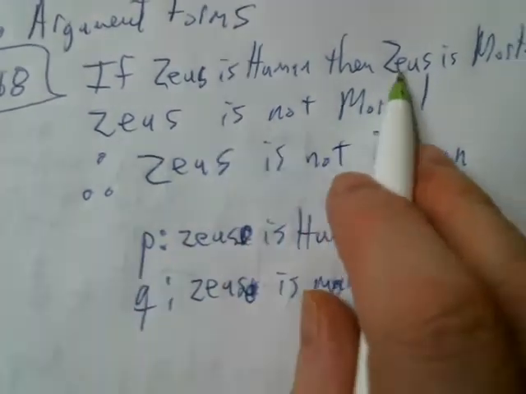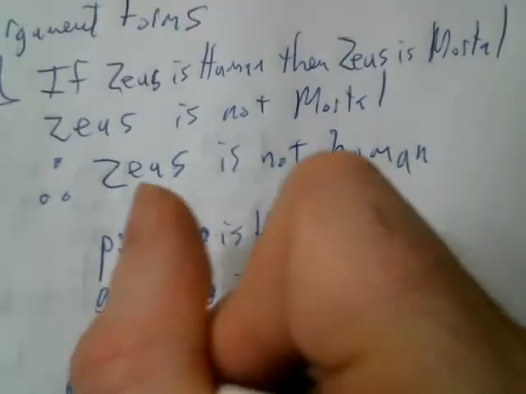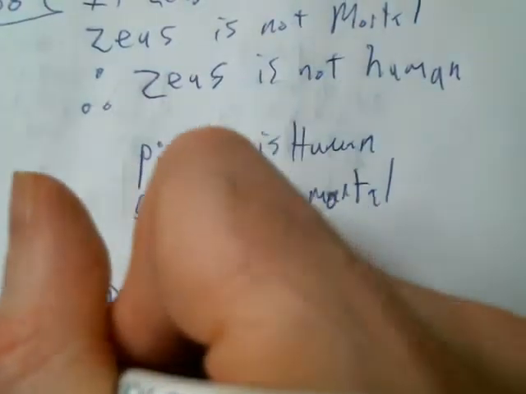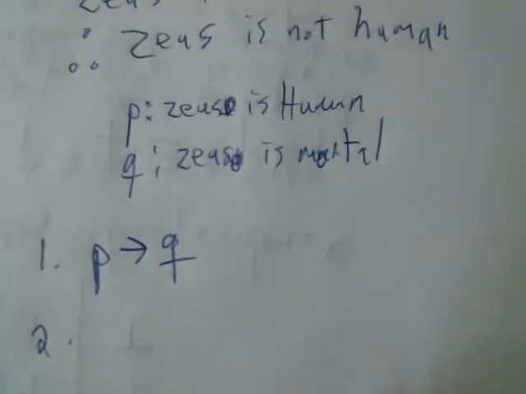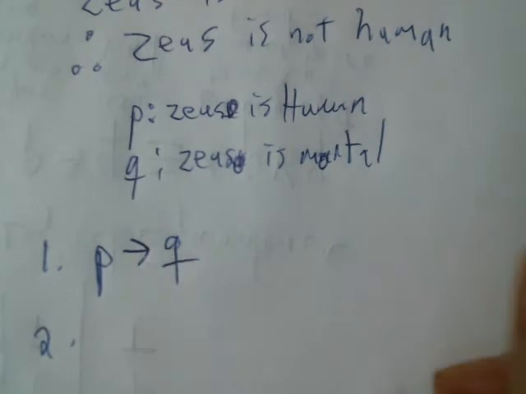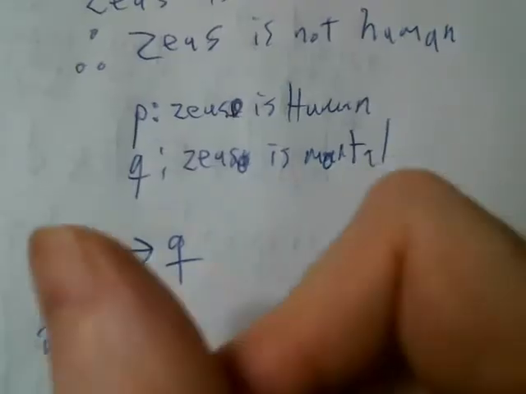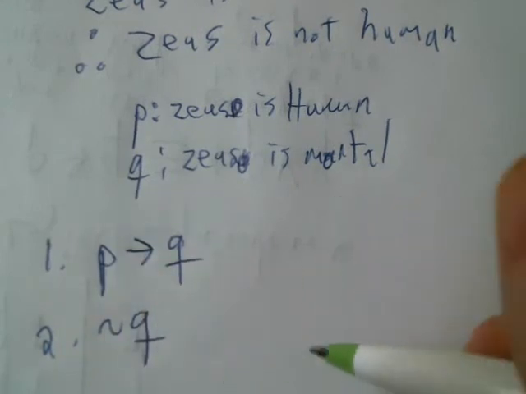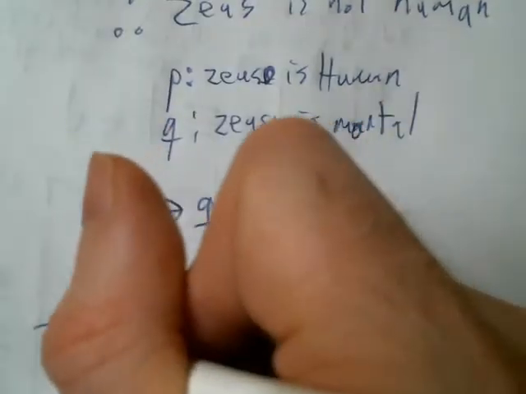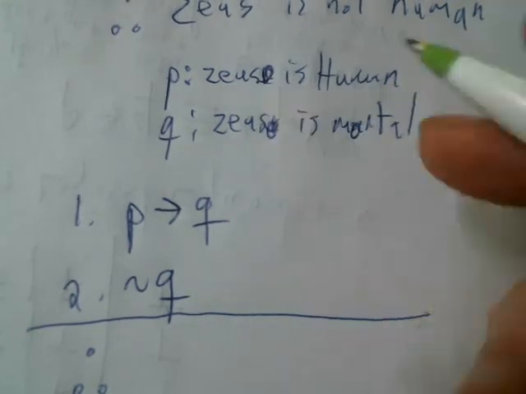So if Zeus is human, then Zeus is mortal, that's P implies Q. So that's the first statement. And then the second statement, Zeus is not mortal. Zeus is mortal is Q, so Zeus is not mortal is not Q. And then finally, the conclusion, and we could draw a line like you're doing addition or something. The conclusion, therefore, Zeus is not human, so that's just not P.